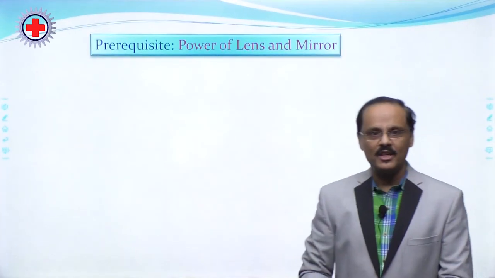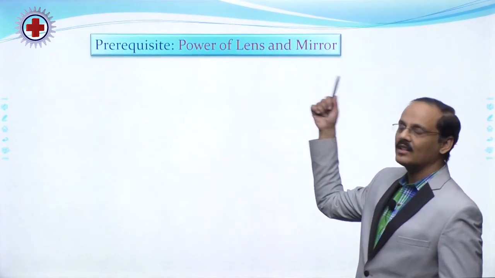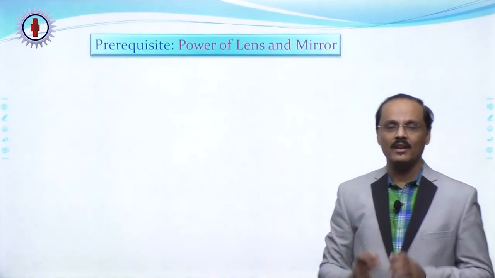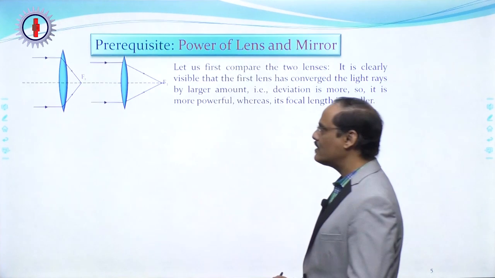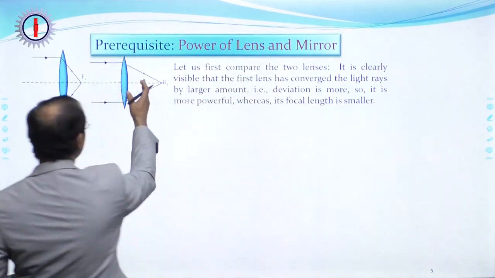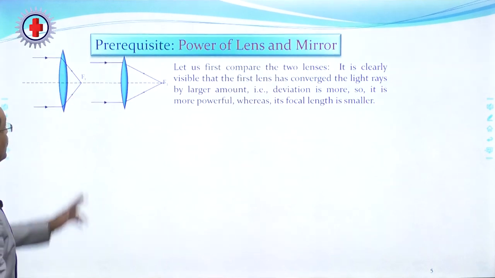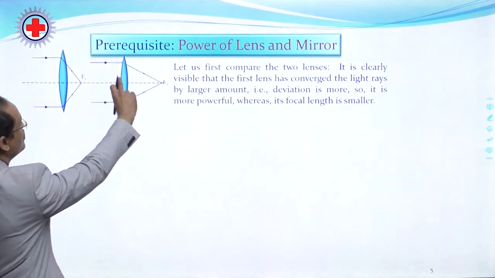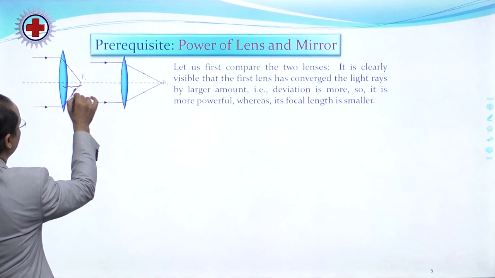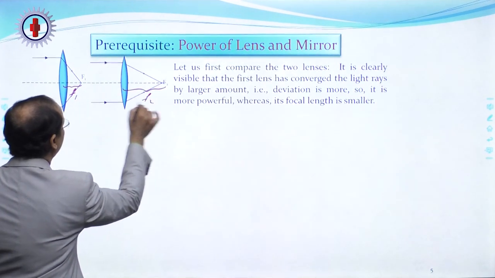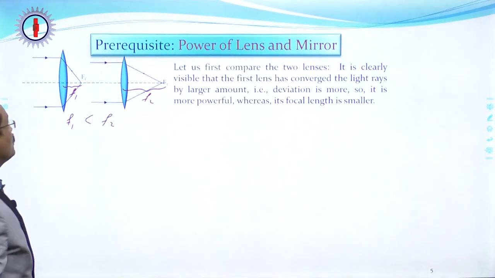To understand the combination of lens and mirror, to get the derivations, we first need to get the idea of power of lens and mirror, how they are related, how we could get their power. So here we have two lenses on which parallel rays of light are falling. Lens 1 is converging it at a distance f1, at some smaller distance, while lens 2 is converging light rays at larger distance. You could see this is f1 and this is f2, and you could see f1 is lesser than f2.